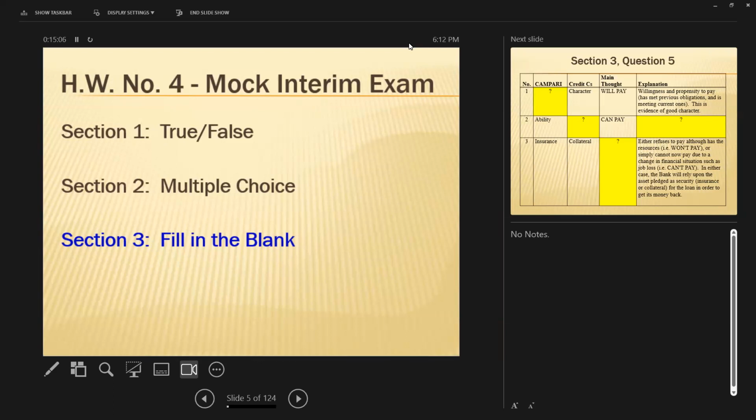So section 3, Sanchez is just joining via Zoom. Section 3, question 3, the fill in the blank is servicing. Question 4, the two missing items are easy to value and has stable value. So again, easy to value and has stable value.